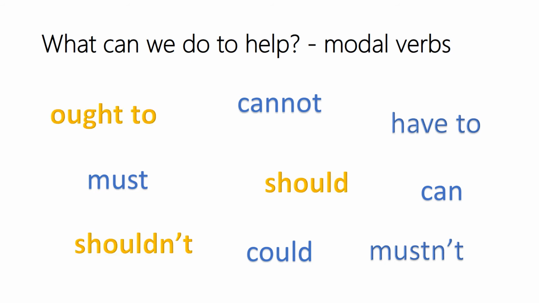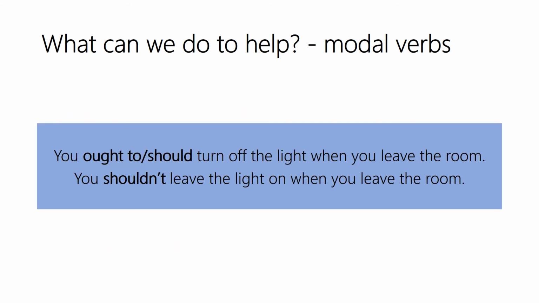So when we want to suggest something or give advice, we use ought to, should, or shouldn't. We just need to put these modals in front of the verb and the meaning immediately changes. Instead of saying, turn off the light when you leave the room, we can change the sentence into an advice by simply using modal verbs. So, you ought to or you should turn off the light when you leave the room. We can also use the negative form. You shouldn't leave the light on when you leave the room.